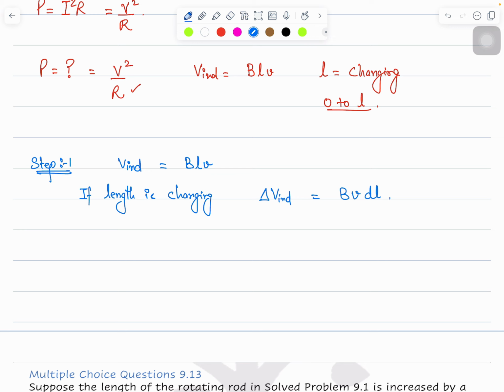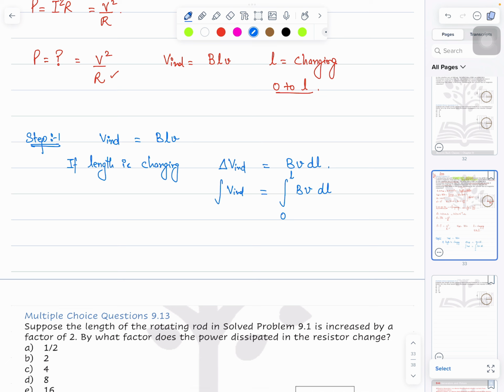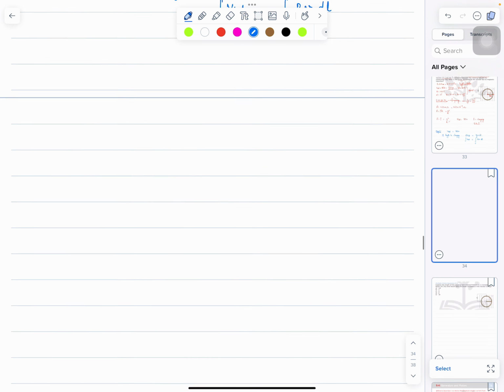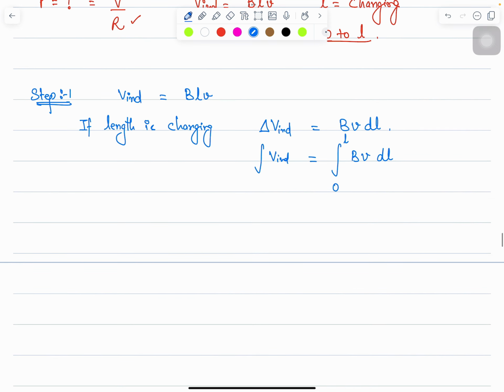We have to solve the full value. Okay, so can I say to find V, integration of V induced is equal to integration of BV dL, and the limit is 0 to L? Yes or no? You understand this thing? Or you can take in terms of R, in terms of L also. Okay, I just need to add a page here so that I can explain it to you in a proper way. Add a page. Okay, now just remove this. Till here, do you understand? Okay, now place the value.